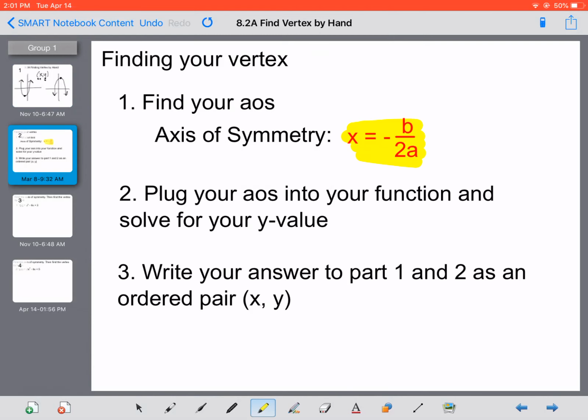Our axis of symmetry, if you guys recall, is that dotted line that's cutting the graph in half. And that is found by doing negative b over 2a. Now this is when we're talking about the standard form of a quadratic, which is ax squared plus bx plus c. So when I say negative b over 2a, I'm talking about using the a and the b of that quadratic. And then once you find your x, you can plug that value into your equation and solve it for y. And then all you need to do is write it as an ordered pair and make sure you write your x and then your y. So let's look at a problem.